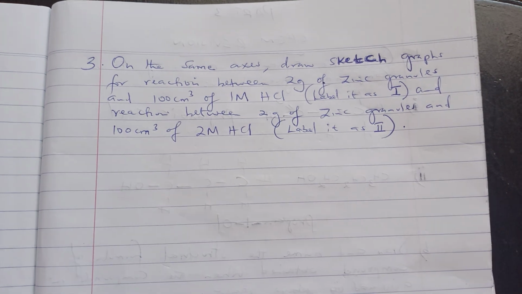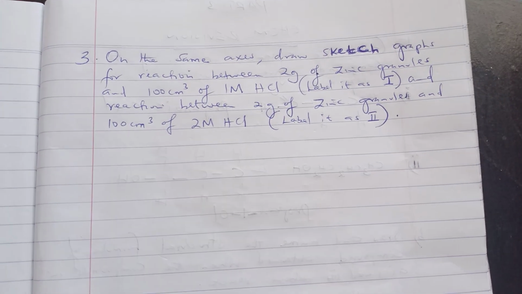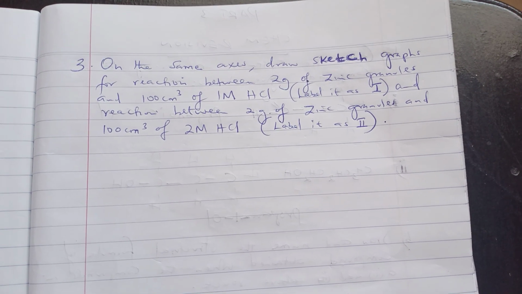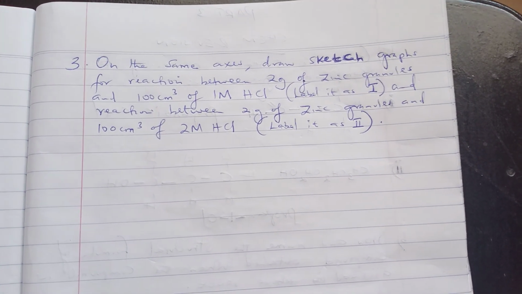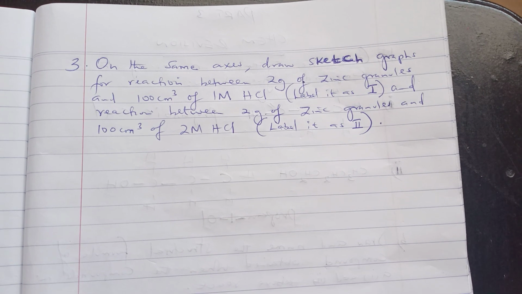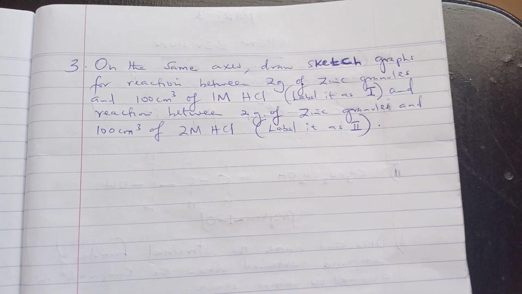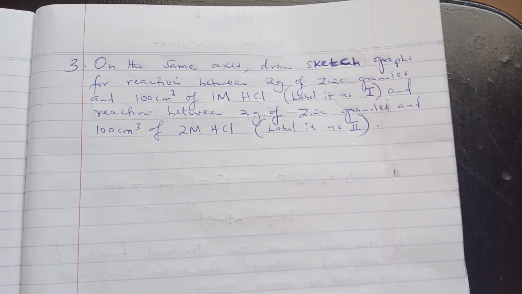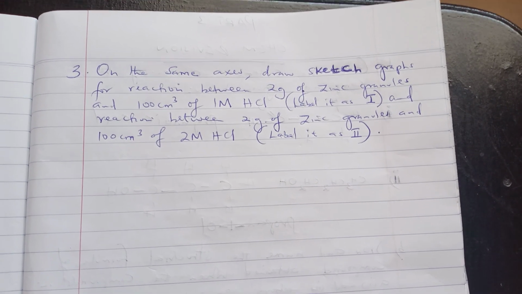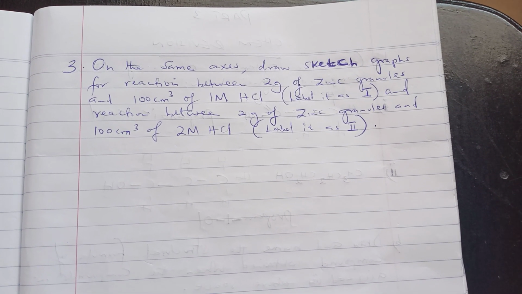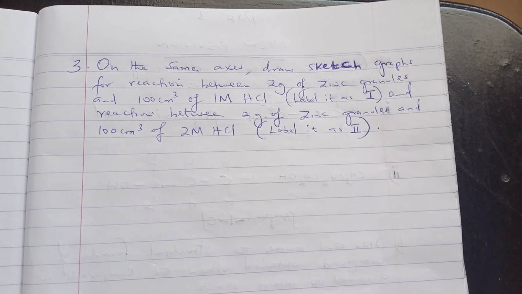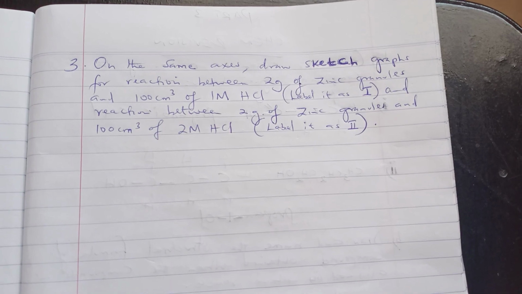Now look at this question. This question is question 3. On the same axis, draw sketch graphs for reactions between 2 grams of zinc granules and 100 cubic centimeters of 1 molar HCl. You label this curve as 1, and reaction between 2 grams of zinc granules and 100 cubic centimeters of 2 molar HCl. Label this curve 2.